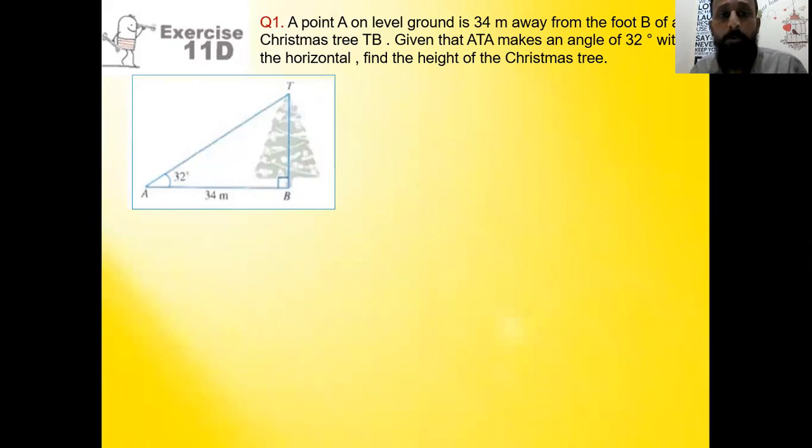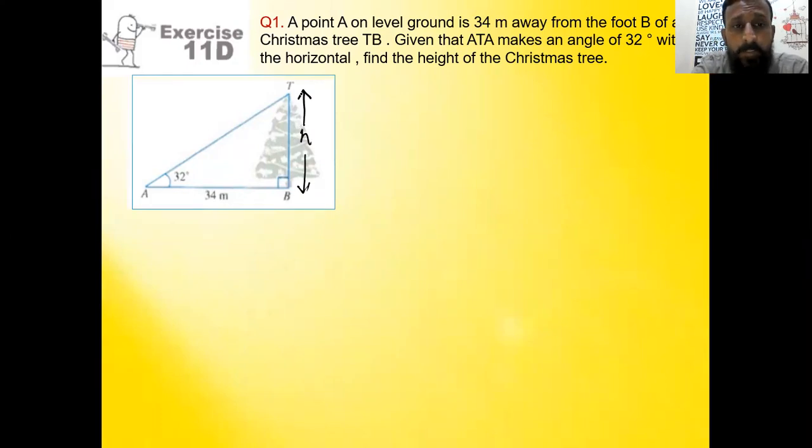So we can suppose, let the height of the Christmas tree be H. For our convenience, we have supposed, let the height of the Christmas tree be H. They are asking us to find out the height of this Christmas tree. Now, what is given to us? They have given us angle A. They have given us the adjacent value 34 meters, and they are asking us to find the height, that is the opposite side H in the given figure.